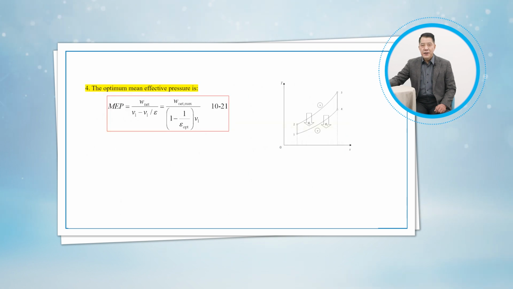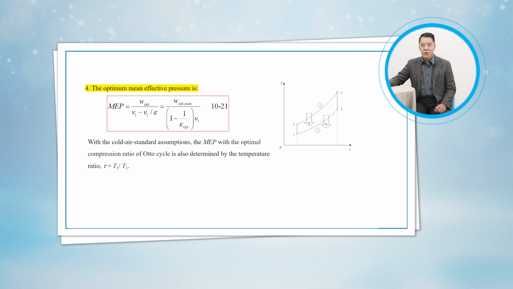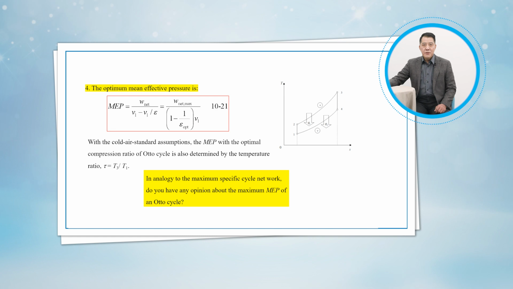With the optimum properties, the optimum mean effective pressure is determined as follows. With the cold air standard assumptions, the MEP with the optimal compression ratio of the Otto cycle is also determined by the temperature ratio of T3 and T1. I have two questions here. Can you try to find the compression ratio for the maximum MEP? Is it the same as that for the maximum cyclic specific net work?